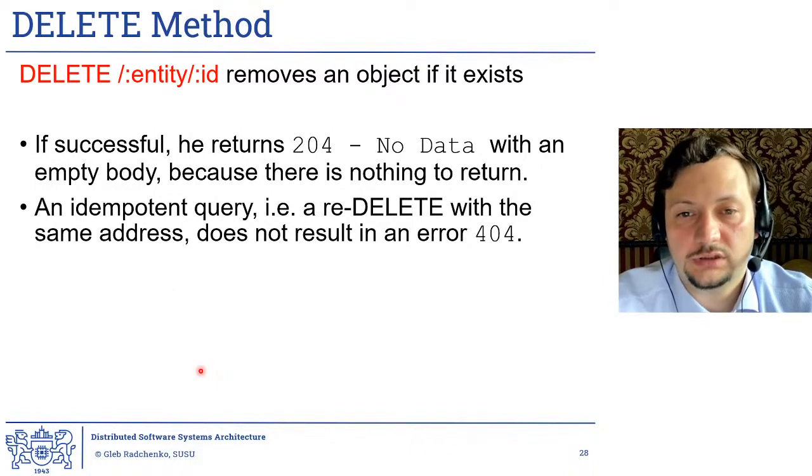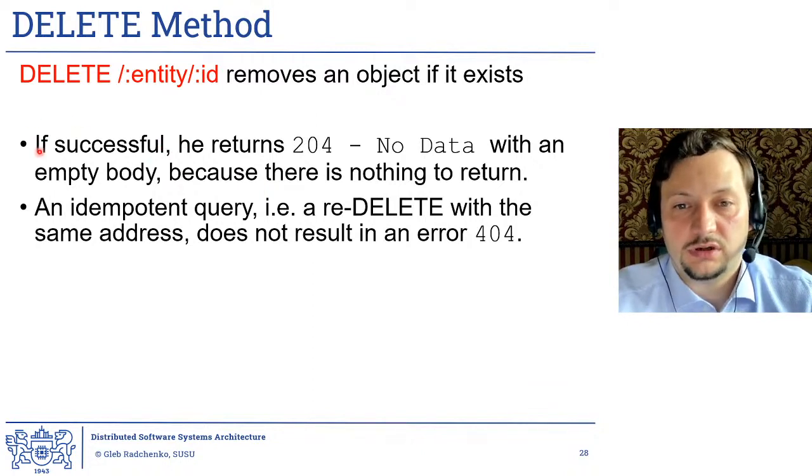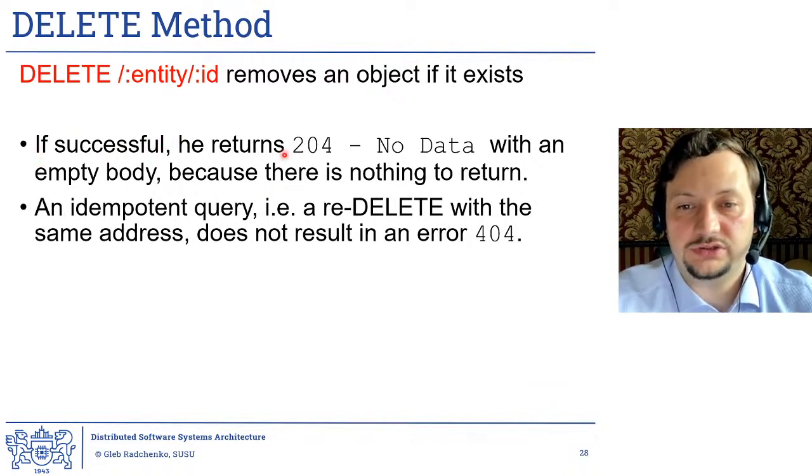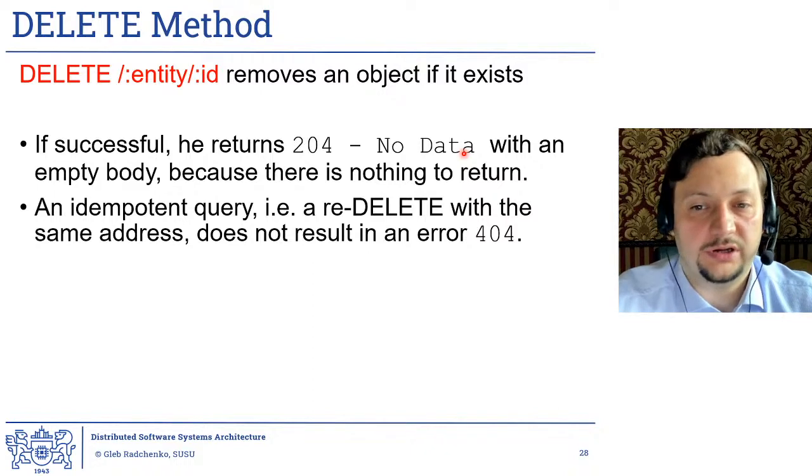DELETE. The DELETE method removes the object if it exists. If successful, it returns 204, no data. We deleted it, there is no data, with an empty body.